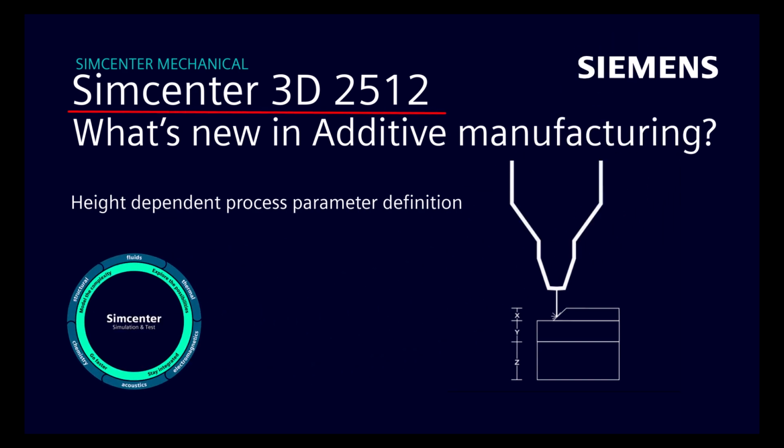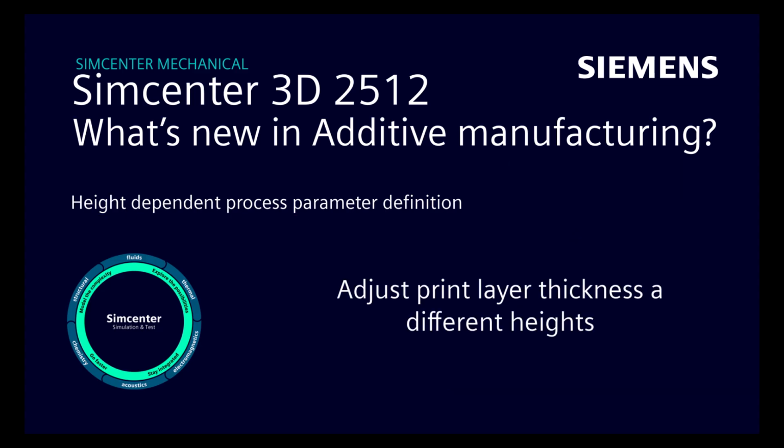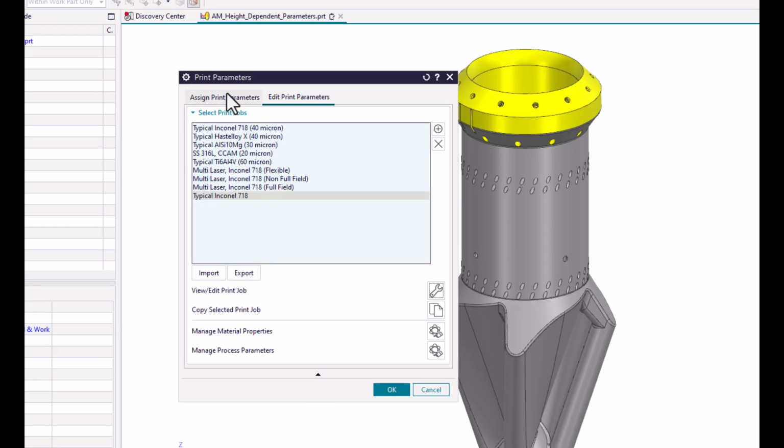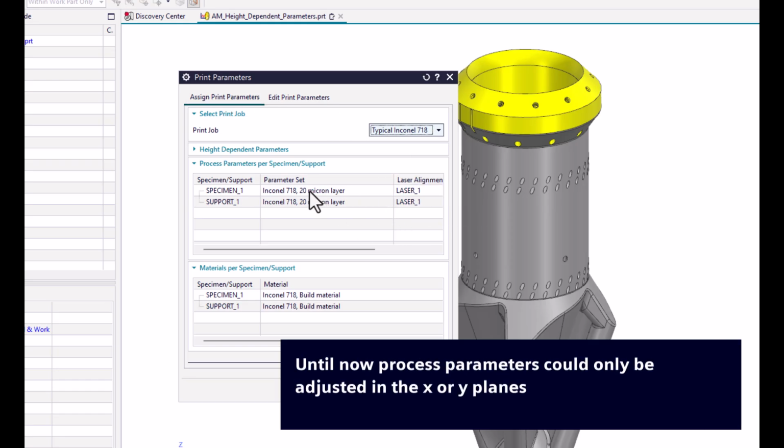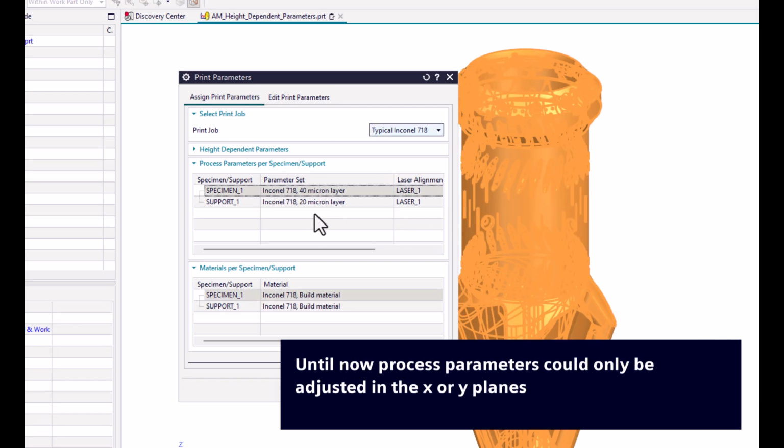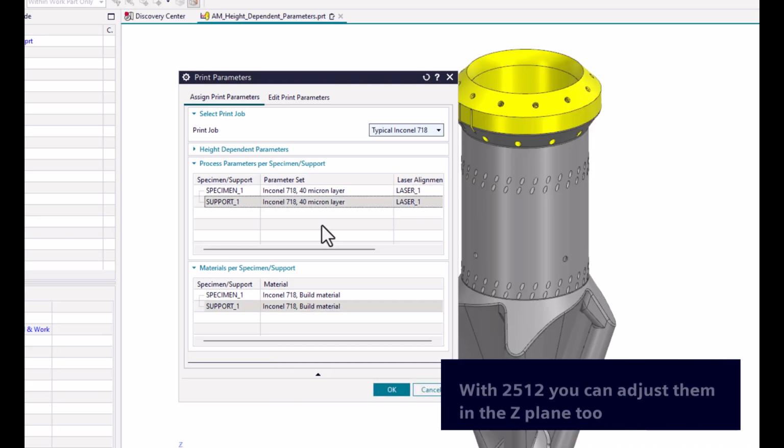The 2012 release of Simcenter 3D Additive Manufacturing introduces height-dependent process parameters that enable you to adjust the print layer thickness at different heights. Until now, process parameters could only be adjusted in the X or Y planes. Now you have the freedom to adjust the surface roughness in the Z direction, potentially reducing the total print time.